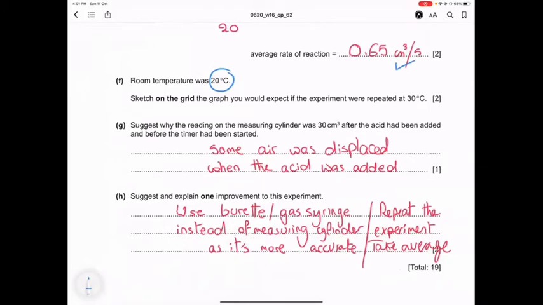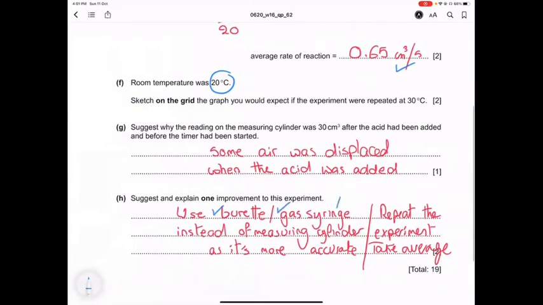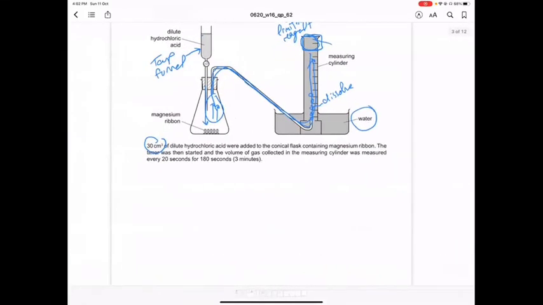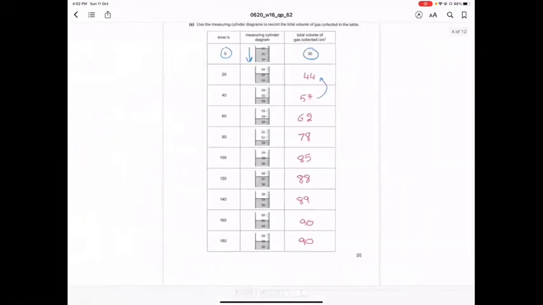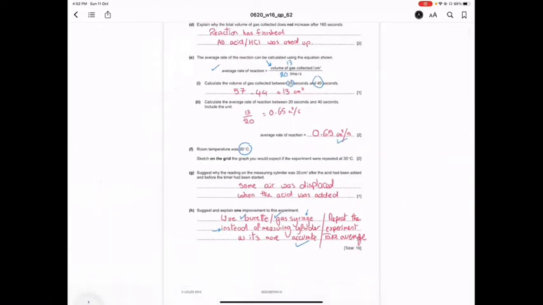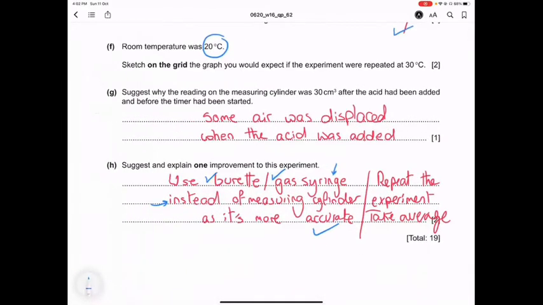Okay, suggest and explain one improvement to this experiment. You could measure the volume of the gas using a burette or a gas syringe. I prefer, of course, a gas syringe instead of the measuring cylinder because it's more accurate. He could have measured the volume by connecting this delivery tube to a gas syringe instead of this measuring cylinder, or at least he could have used a pipette or a burette here instead of the measuring cylinder because it's more accurate. The other option that you could have said, when you want to improve the experiment, is to repeat the experiment and take average results.